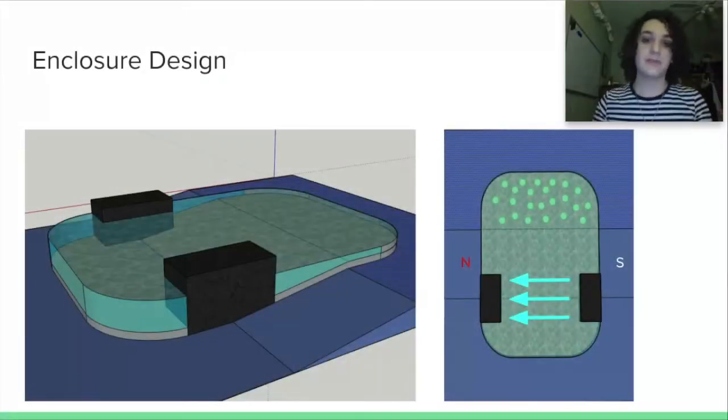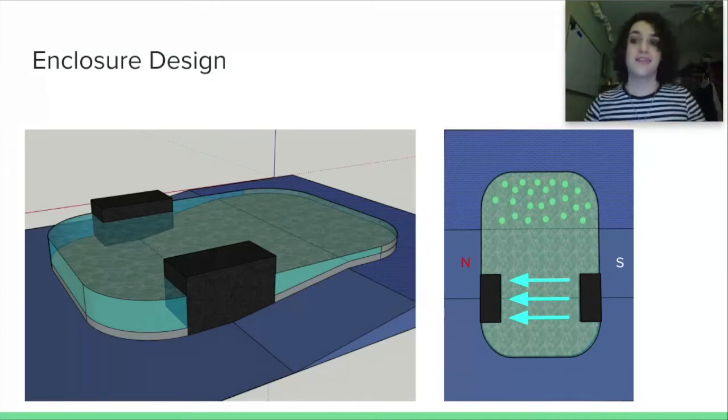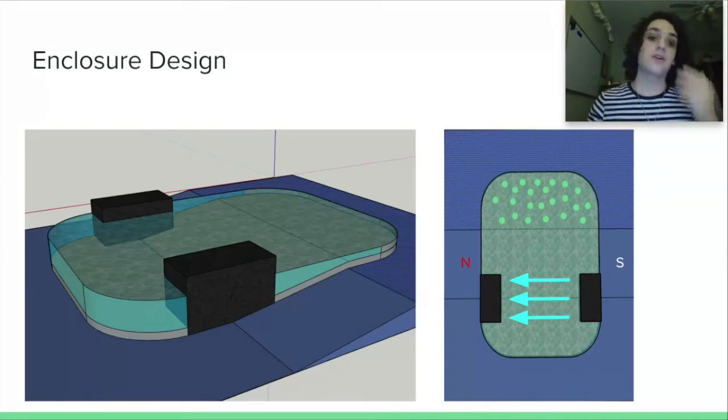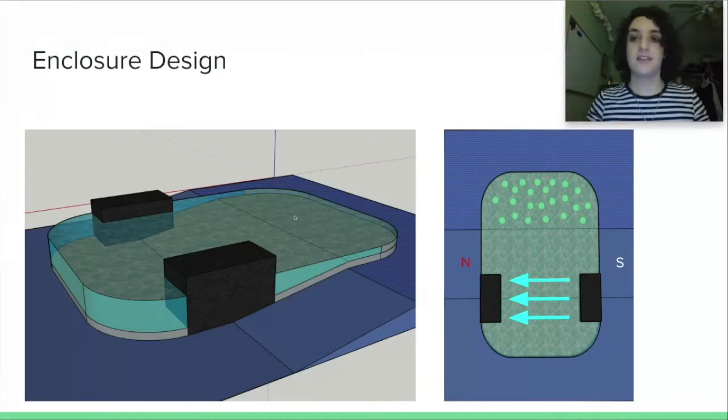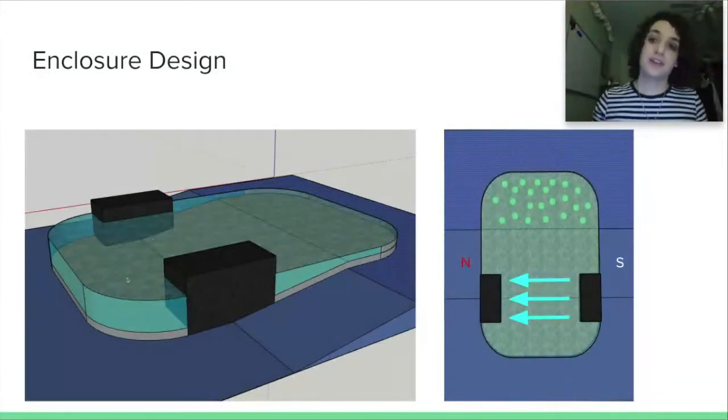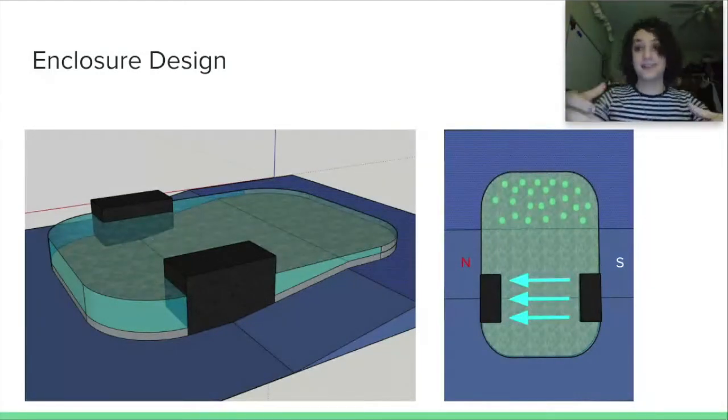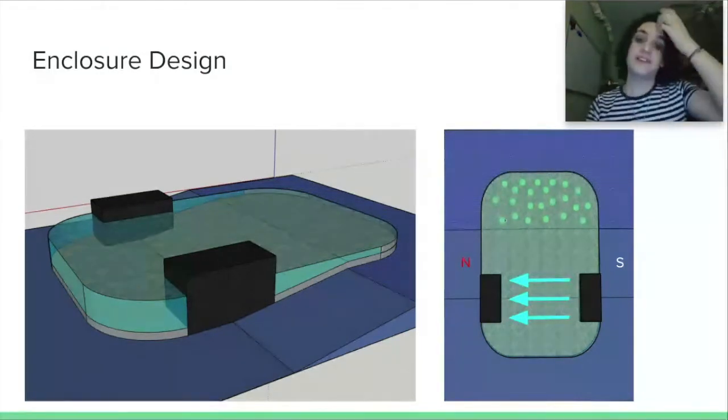So right here we have a 3-dimensional model and a 2D model of our tank design. On the 3-dimensional model, you can see that it is a 3-part design. You've got a shallower end, a deeper end, and a gradient in between. The shallower end is going to be our touch tank side, while our deeper end is going to be our guest viewing side.